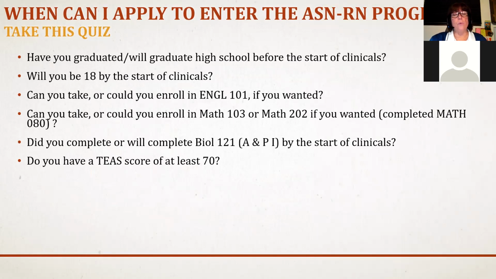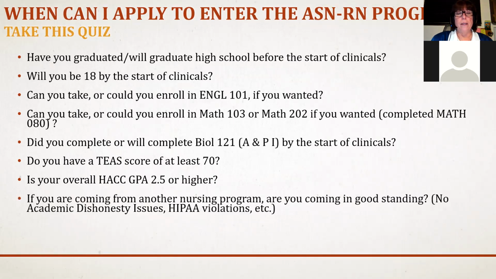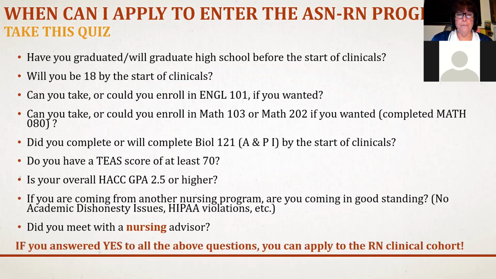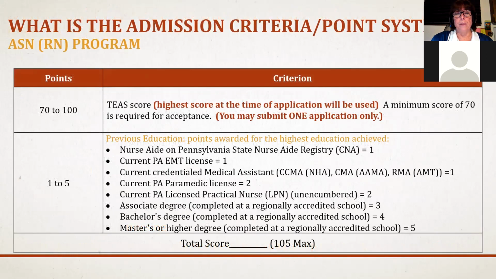You have to have a T-score of at least 70. Your GPA has to be 2.5 or higher. And if you're coming from another nursing program, we need documentation that you left that program in good academic and ethical standing. And you must meet with a nursing advisor. If you've answered yes to all those questions, then you qualify to apply to the RN program. And here's what that criteria looks like.